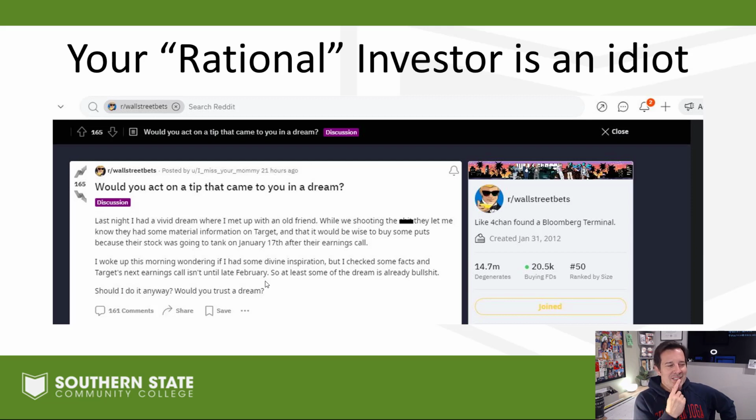Wall Street Bets has been home to all kinds of stunt happenings over the past couple of years. GameStop, AMC. People made a lot of money, but they've also lost a lot of money. So they're not exactly really analyzing things here. They're just kind of wildcatting it. Gambling, if you will. And so your rational investor can be an idiot.